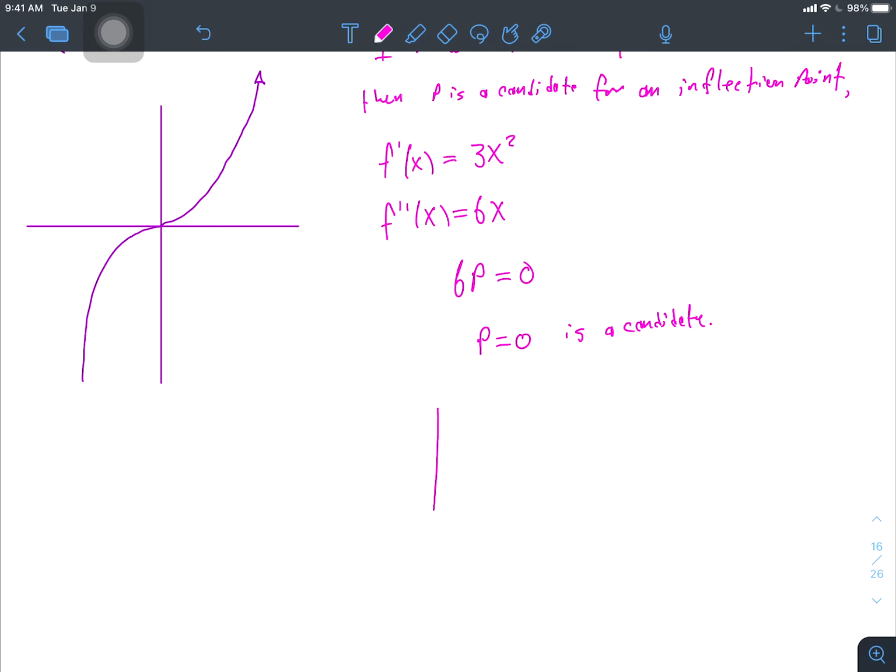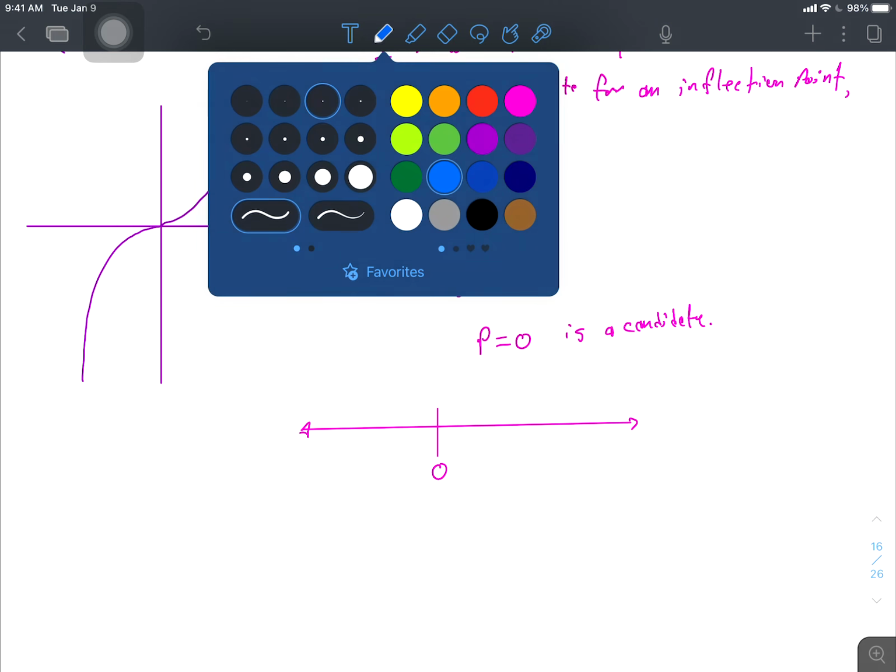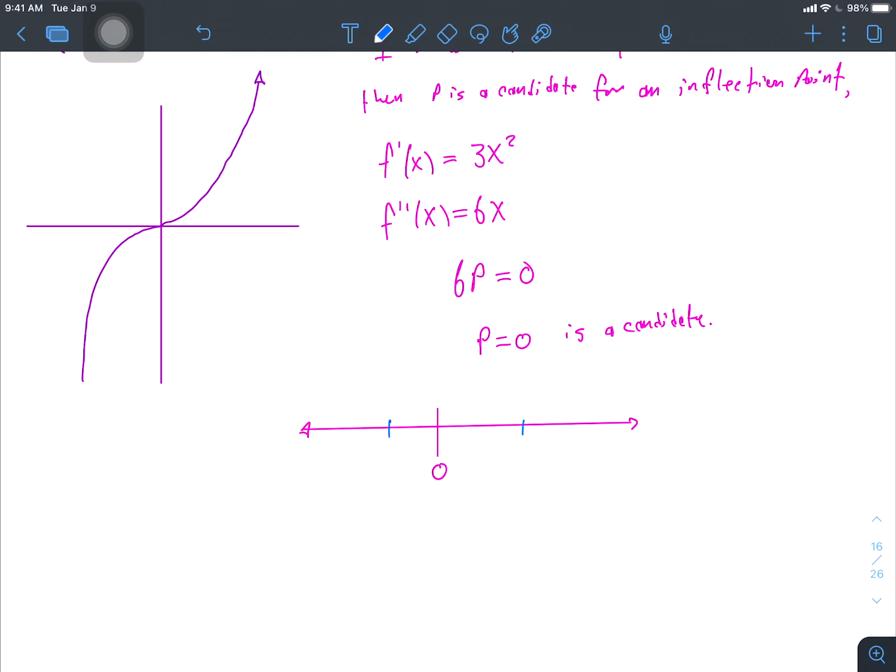Now, to check whether p equals 0 is an inflection point, I'll use my number line here. And I'm going to pick test points, say -1 and 1. To the left of 0 and to the right of 0. And what I need to check is that f double prime changes sign from left to right. So I should see that f double prime goes from being negative to being positive, or it goes from being positive to being negative. This is what I need to check.